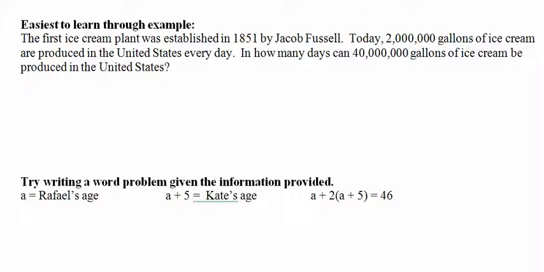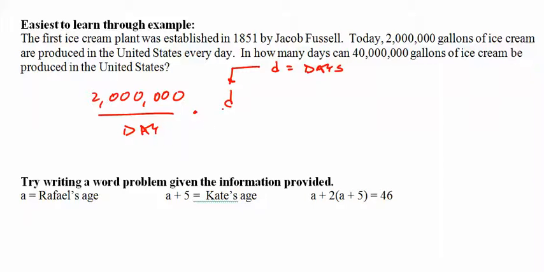First ice cream plant was established in 1851. Oh, ice cream. Today, 2 million gallons are produced every day. That's crazy. And how many days can 40,000 gallons of ice cream be produced? So we make 2 million a day. It would appear to me that we're going to multiply by D, which I would always define this. And then those days are going to cancel, D days. And I'm going to be left with 40 million gallons. I really shouldn't do these kind of problems before lunch.